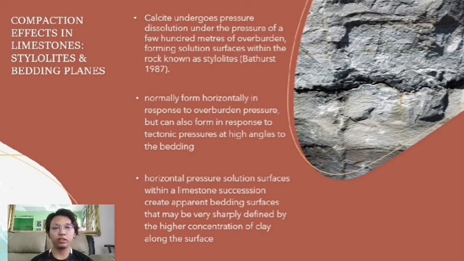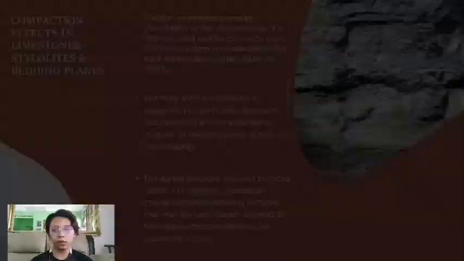They normally form horizontally in response to overburden pressure, but can also form in response to tectonic pressures at high angle to the bedding. At larger scale, horizontal pressure solution surfaces within the limestone succession create a parent bedding surface that may vary, highly defined by the higher concentration of clay along the surface.